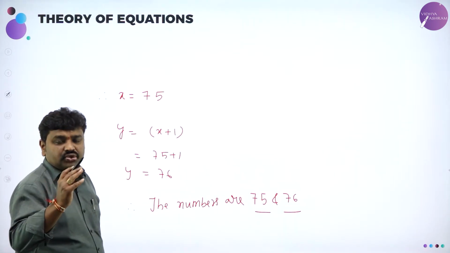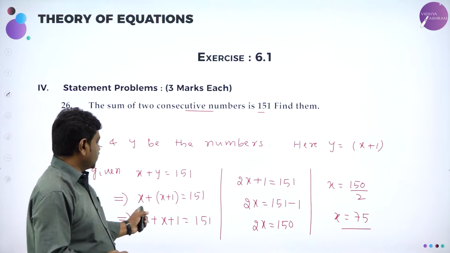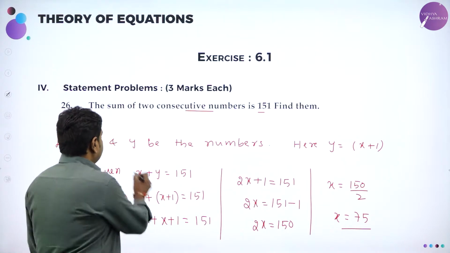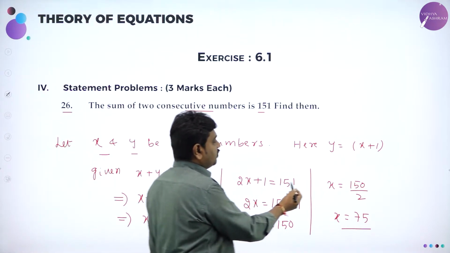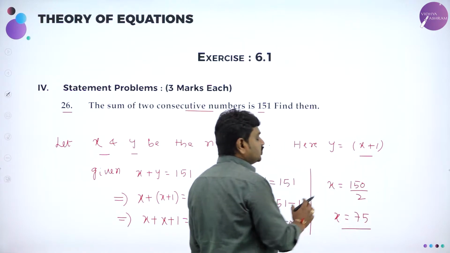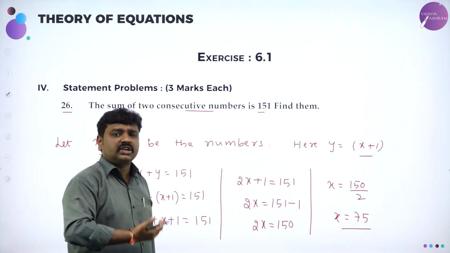So first we should assume the consecutive numbers. Consecutive numbers means what? X and X plus 1. So X and Y be the numbers. Y means second number. Second number means one more than that. So consecutive numbers means X and X plus 1. Directly also you can take.